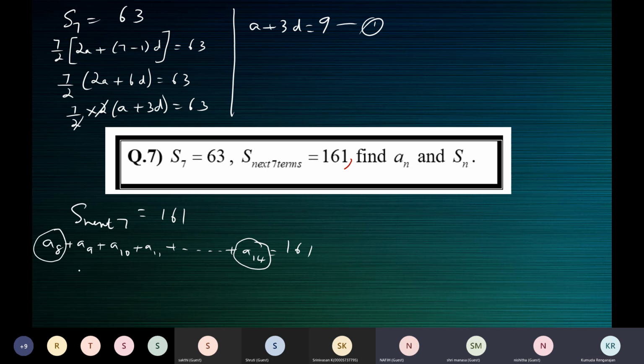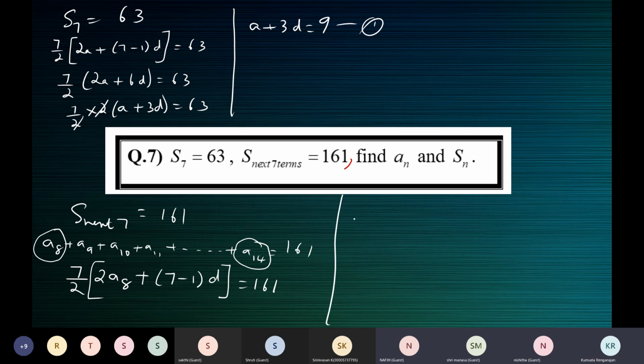The formula is n by 2. Here there are 7 terms, from A8 to A14. So n by 2, 7 by 2 of 2a, 2 into the first term, which here is A8, plus n minus 1, that is 7 minus 1, into d, we do not know d, is equal to 161.